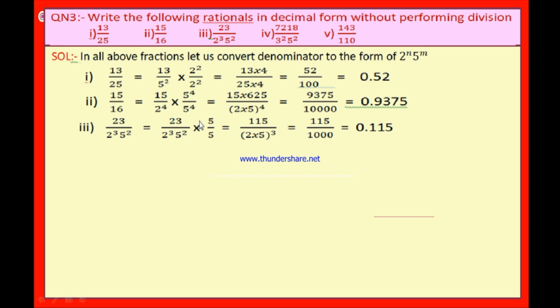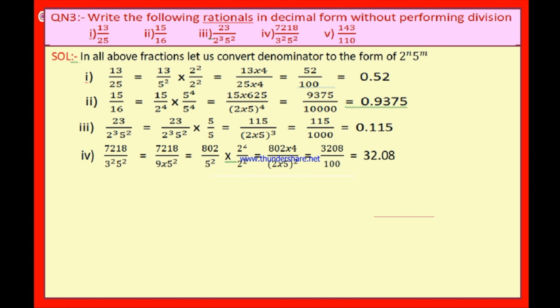Then the numerator is 23 into 5, which is 115. The denominator is 2 cube into 5 cube, that is (2 into 5) whole cube. That is 115 by 10 cube, which is 1000. Since there are 3 zeros, there should be 3 places after the decimal. Therefore, this is 0.115.